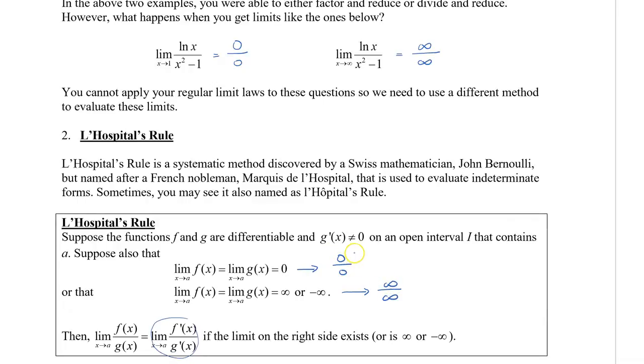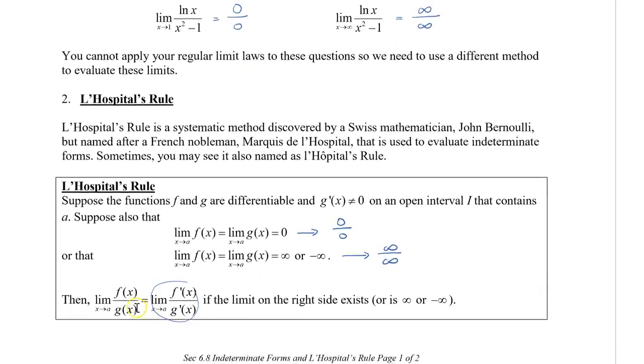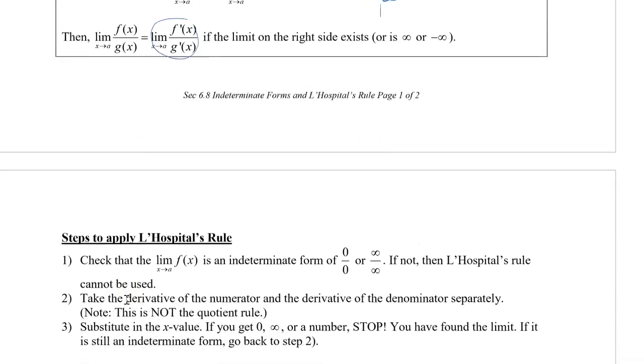So when we see one of these values, 0 over 0 or infinity over infinity, what we're going to do to find the limit is take the derivative of the numerator and the derivative of the denominator separately and then find the limit. So let me show you how to do this step by step.